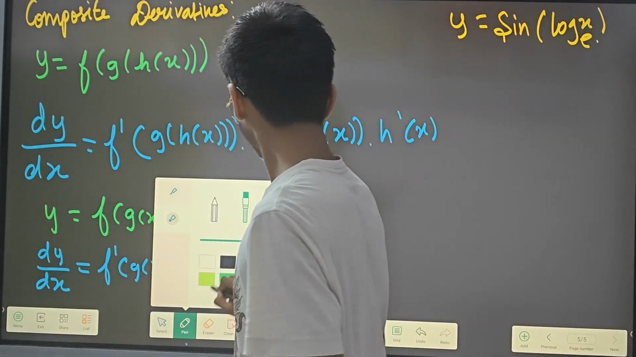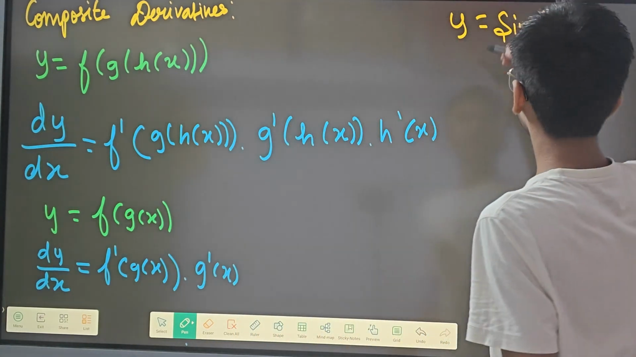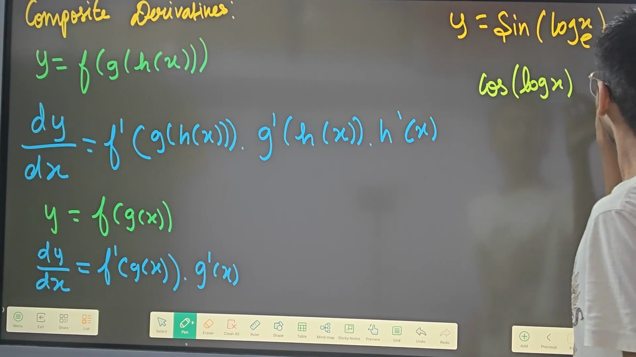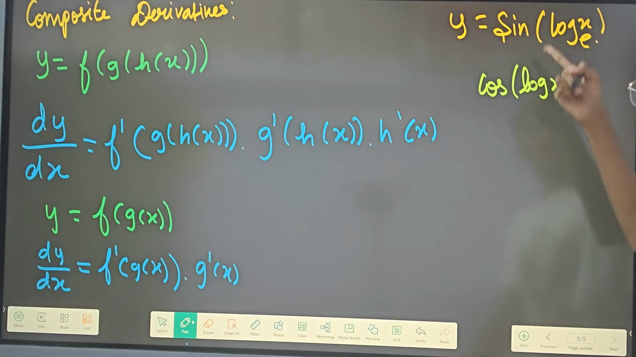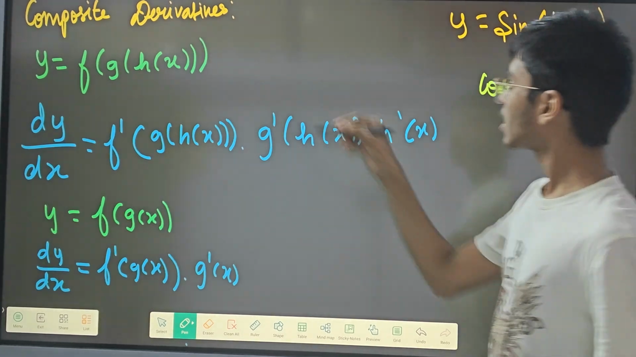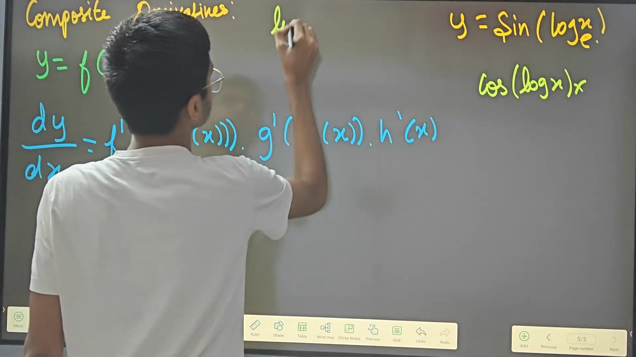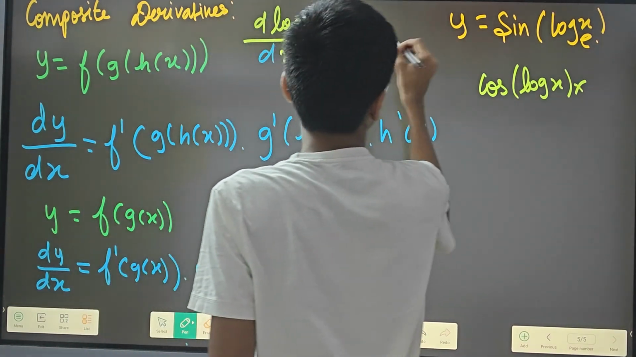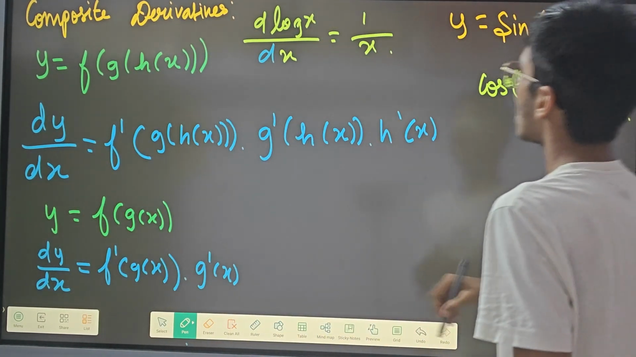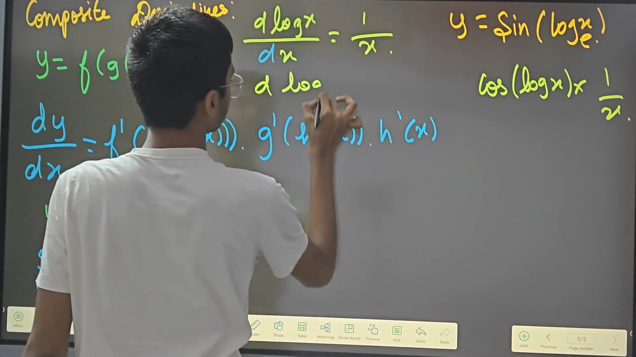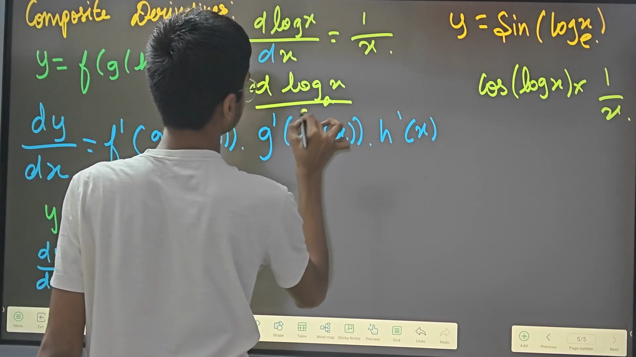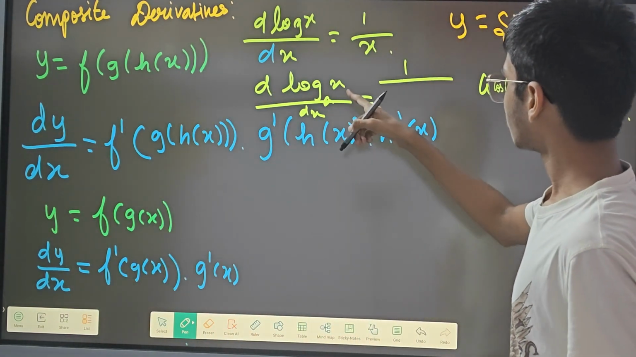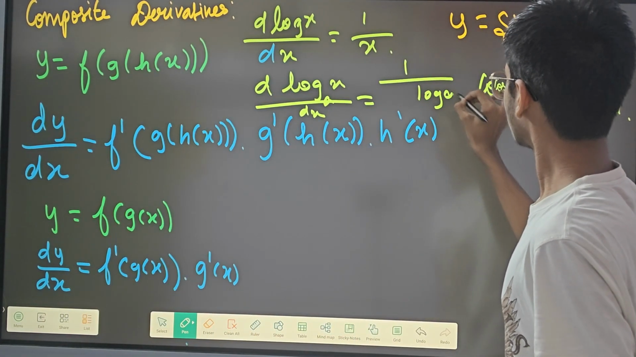So what is the derivative of sine? It is going to be cos of this, you have to write as such. So it will be cos of log x into the derivative of log x. Log x differentiation is going to be 1 by x. And log differentiation with a different base: d of log base a of x by dx is going to be 1 by (log a into x).